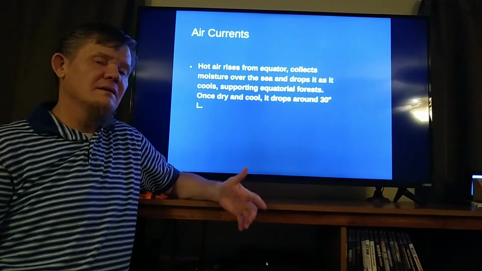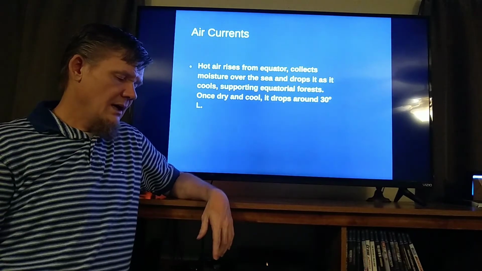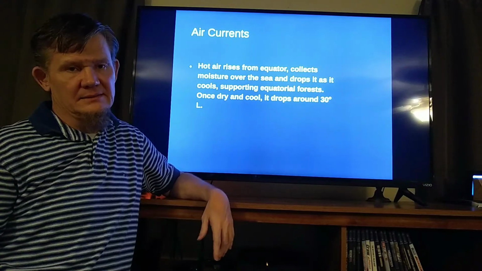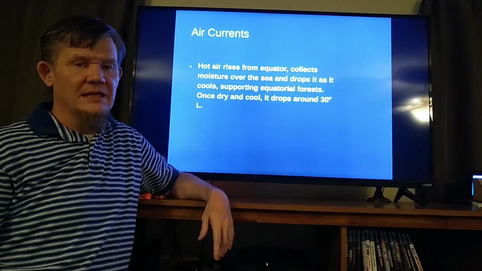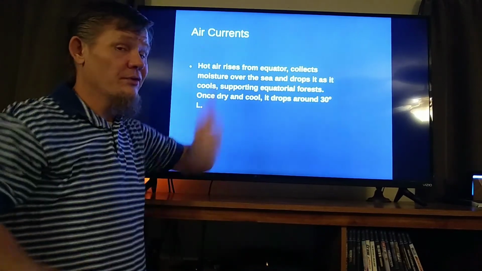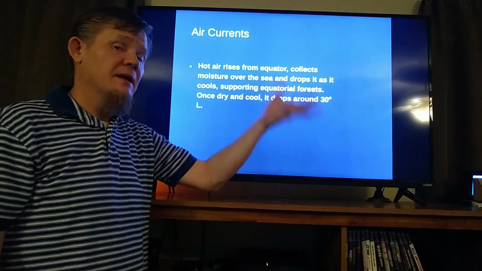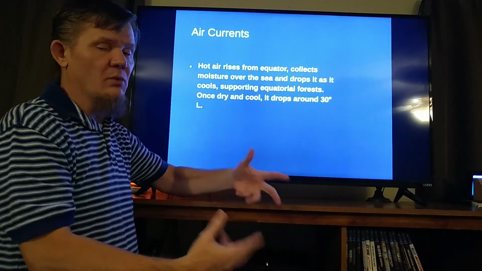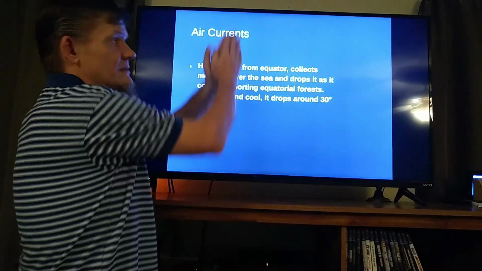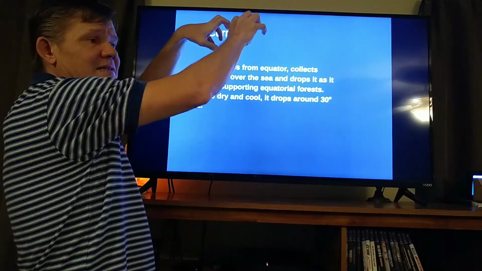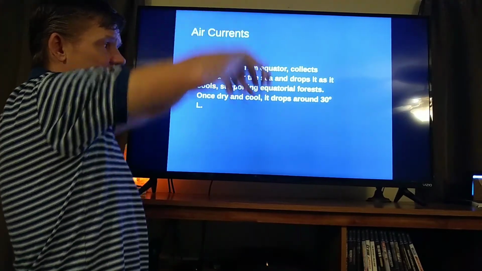Because of the tilt, because of light intensity, hot air at the equator rises. We know that hot air rises. Hot air rises at the equator. As that hot air rises, it goes up into the atmosphere. As you go further up into the atmosphere, the temperature gets cooler. So this hot air, which holds a lot of water, hot air holds more water than cold air, rises. As the hot air rises, it cools. The water in the hot air condenses, and when it condenses, it will then rain back down again.